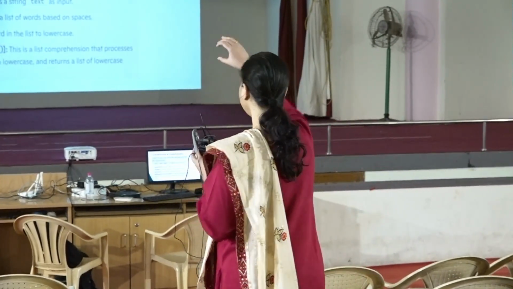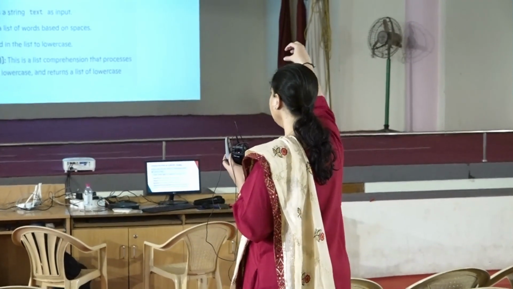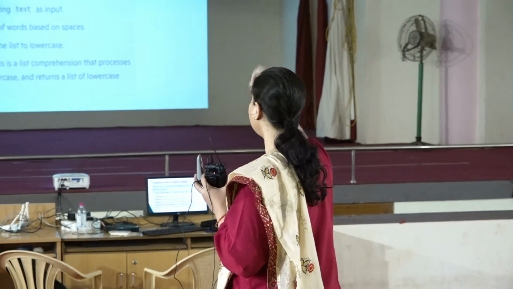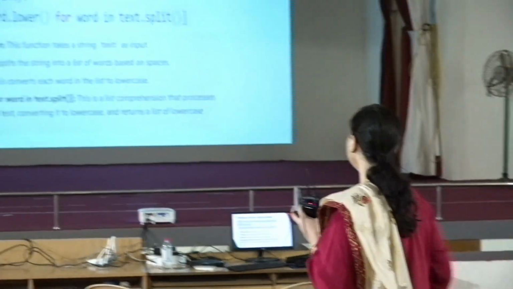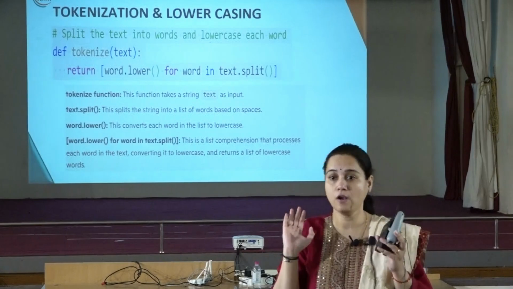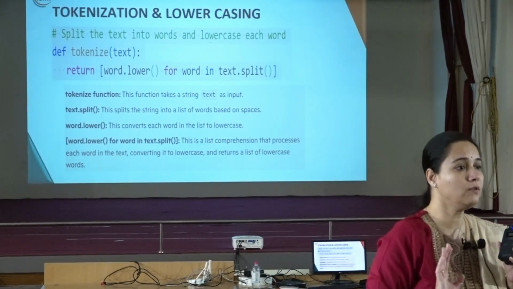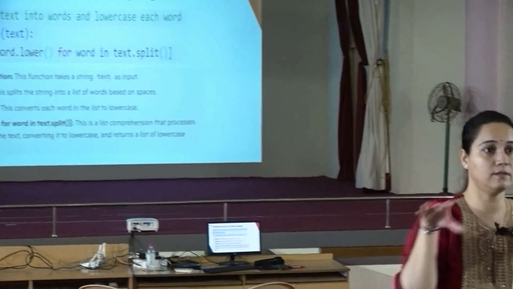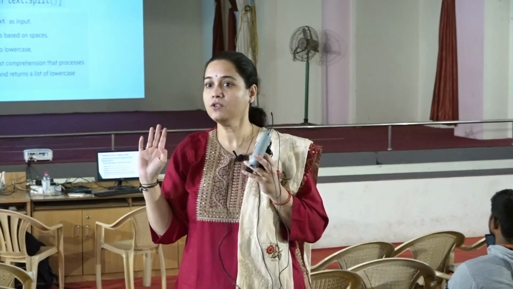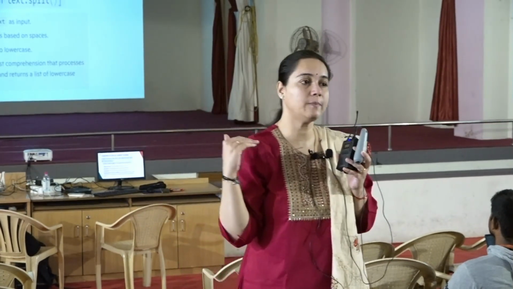What that particular instruction is returning is a list comprehension. It will process each word in the text, converting it into lowercase, and then it will return you a list of lowercase words. So are you clear? Yesterday what you did as code, here you are finishing in one particular instruction. Clear enough, guys? So what is the output after this particular step?